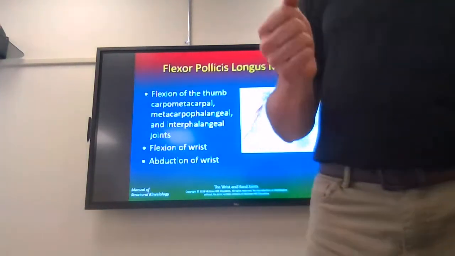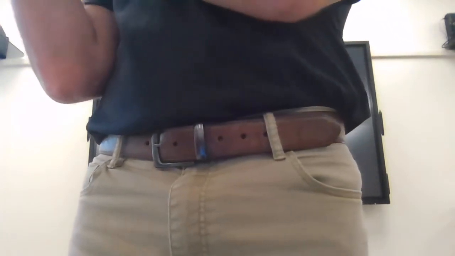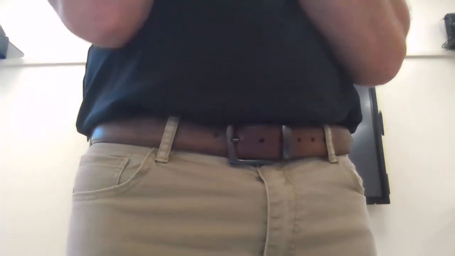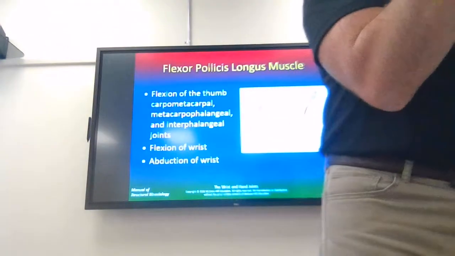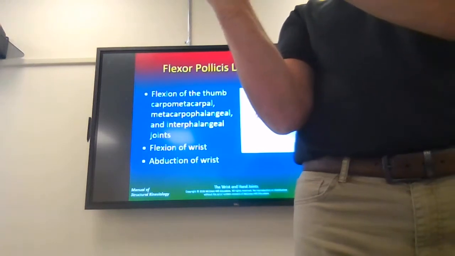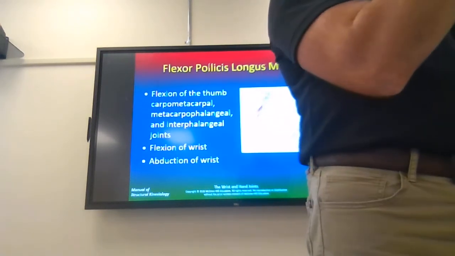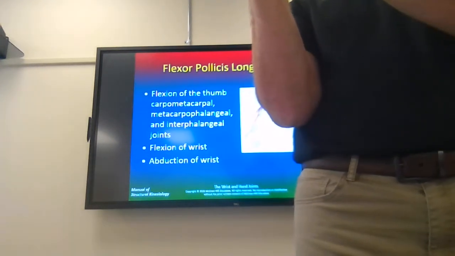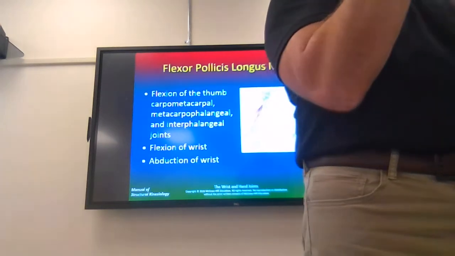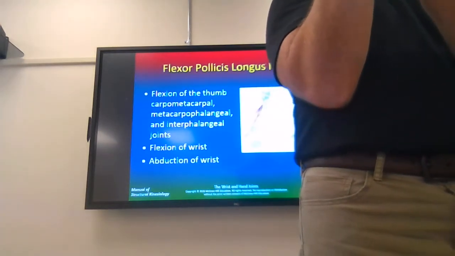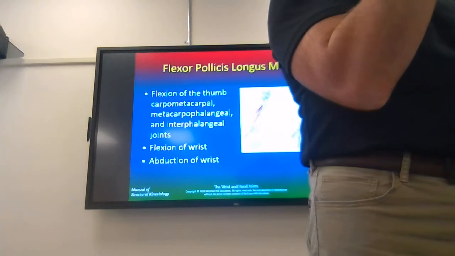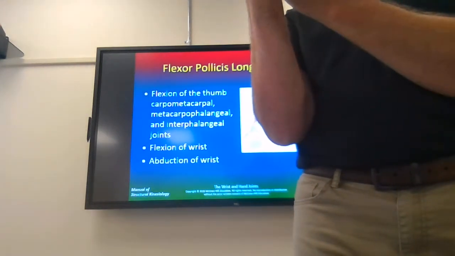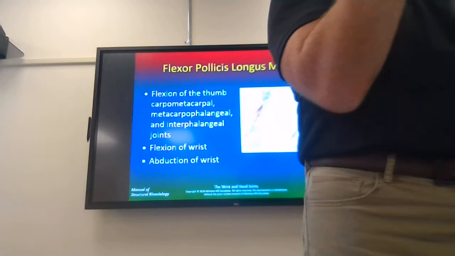So we have the sellar joint, right? What's the carpal bone that makes up the sellar joint? Trapezium. Very good, Connell. And then we have the metacarpal phalangeal joint of the thumb, which is classified as what? It's kind of a trick question. The knuckle joint of the thumb. Sellar joints down here. That's the trapezium and base of the first metacarpal.